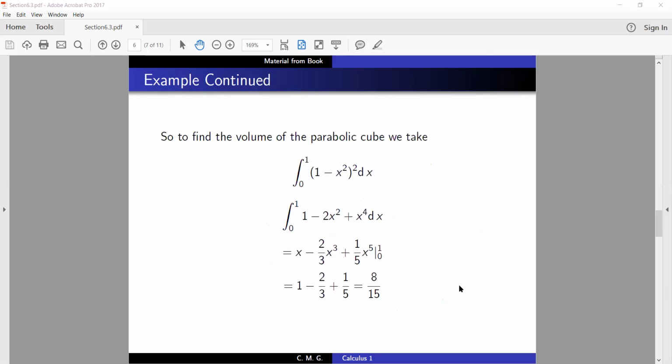And so that gives me the volume of that parabolic cube as the integral from 0 to 1 of 1 minus x squared, quantity squared. I have to FOIL that out so I can actually do the integral, since I don't have any x term outside of it, so I can't do u substitution. Then I integrate and evaluate between 0 and 1, which gives me 8/15 as the volume of this parabolic cube, which is kind of cool.